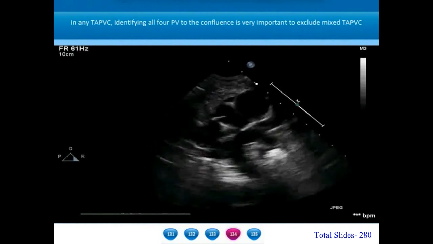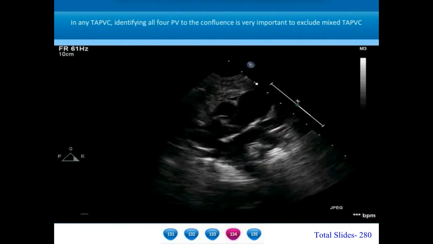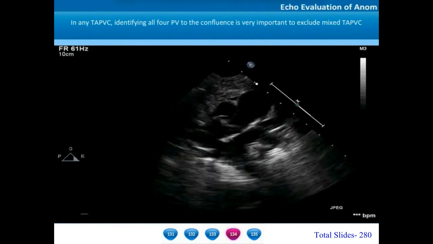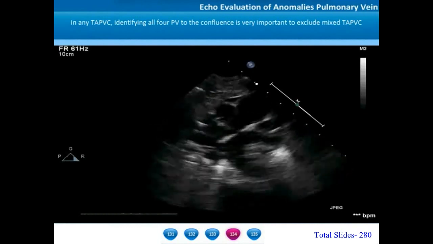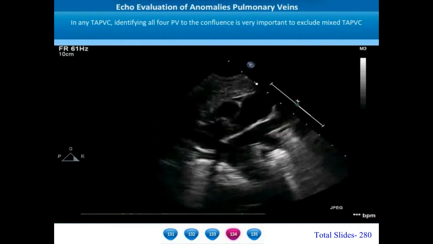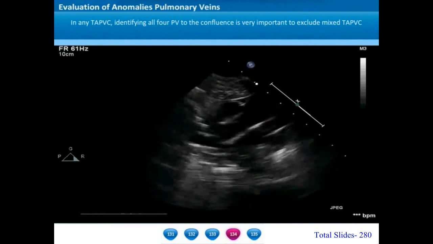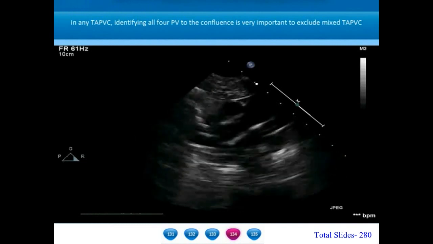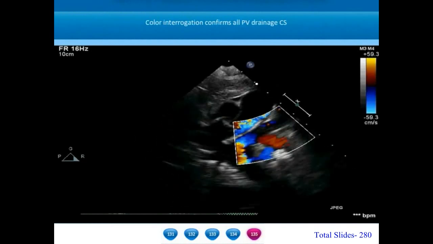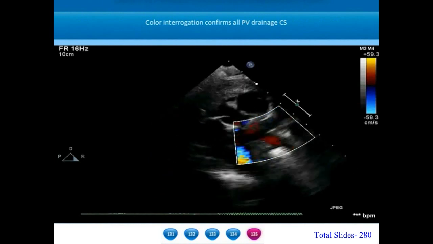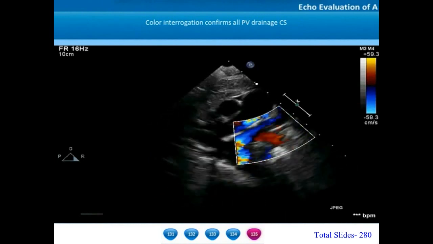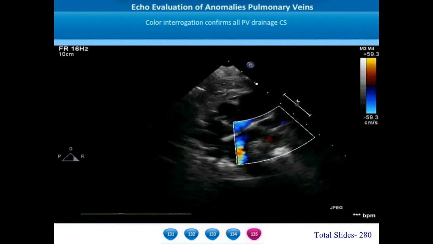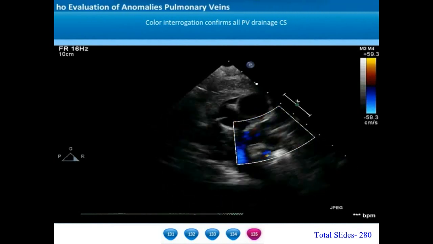In any TAPVC, it is very important to identify all the pulmonary veins entering into the confluence. In this parasternal short axis view of the coronary sinus TAPVC, we can identify the left upper, left lower, the right upper and the right lower pulmonary veins draining into the confluence. We need to confirm the pulmonary venous flows by color Doppler interrogation. The left upper and the left lower pulmonary vein are shown by the blue and red colors entering into the confluence.